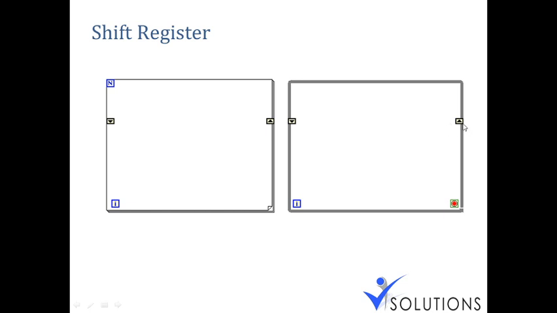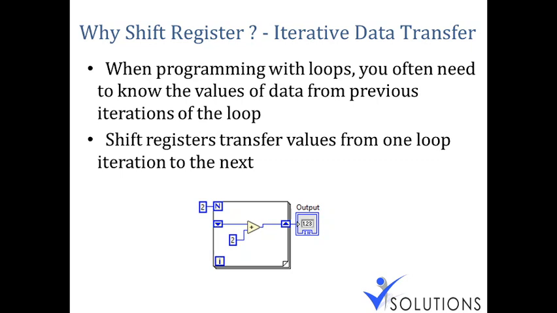Am I right? You are not seeing the black color items yesterday because we are going to use them today. So here you can see a for loop and a while loop is having a shift register. You can ask me what is the necessity of a shift register. The necessity of a shift register falls in iterative data transfer.